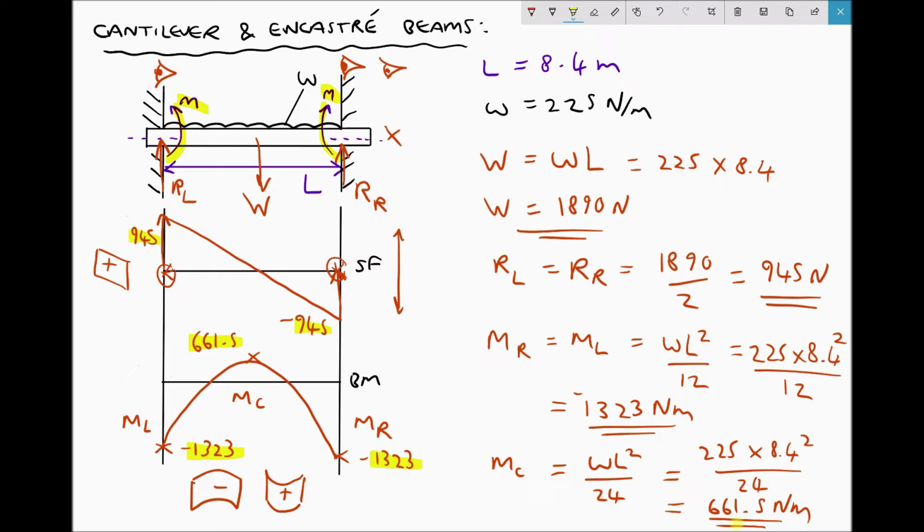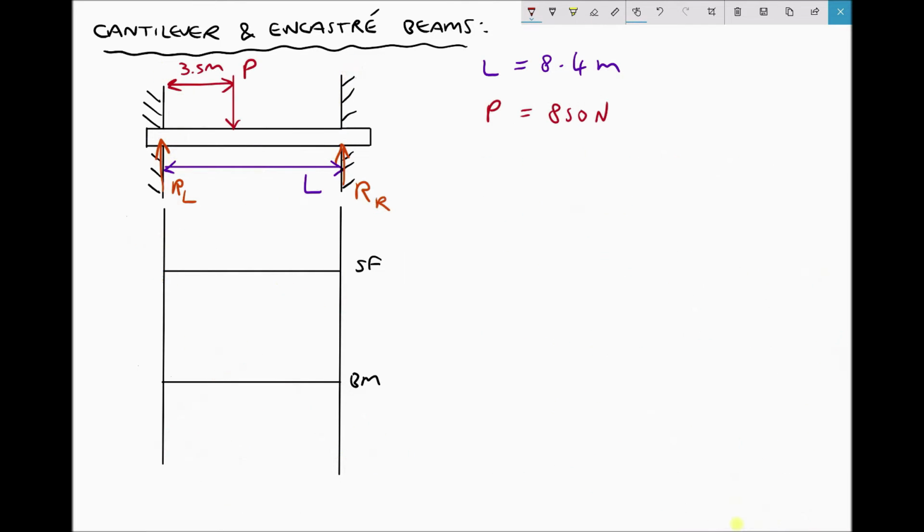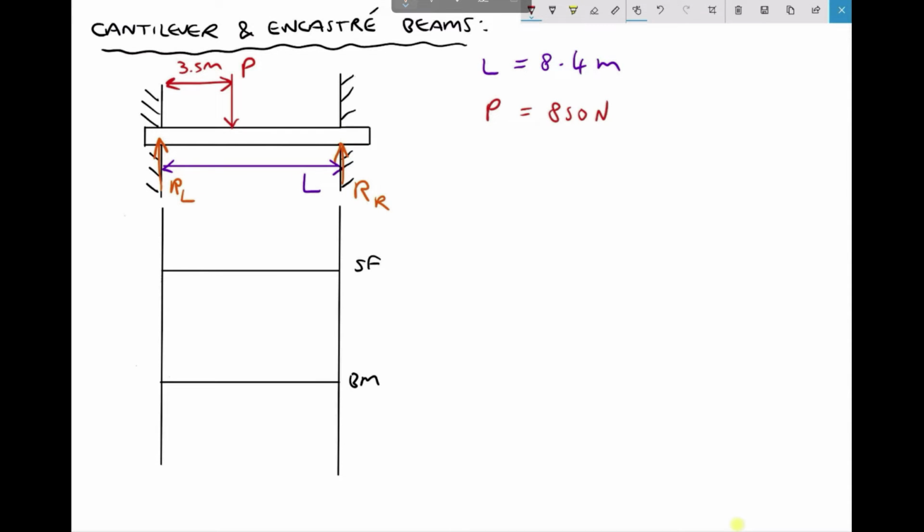Let's repeat that, and this time, instead of having a UDL, we're going to have a point load, but that point load isn't going to be placed at the centre. So this time we don't have a UDL acting on the beam. Instead, we have a point load P of magnitude 850 newtons acting a distance of 3.5 metres from the left-hand support. Now, the first thing that we're going to do in this particular example is calculate RL and RR, our support reactions.